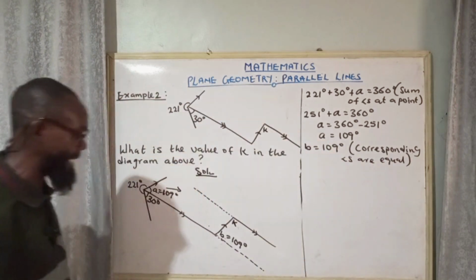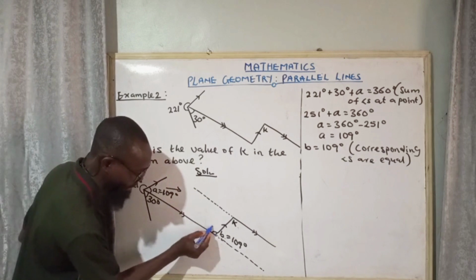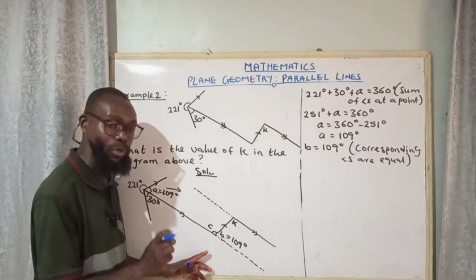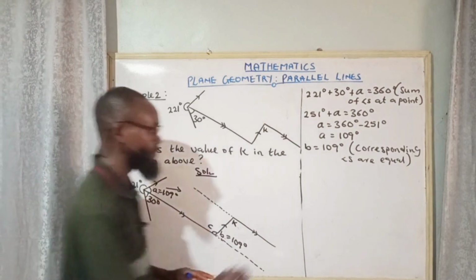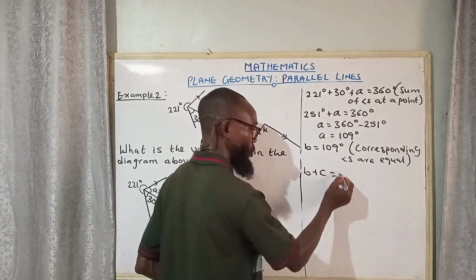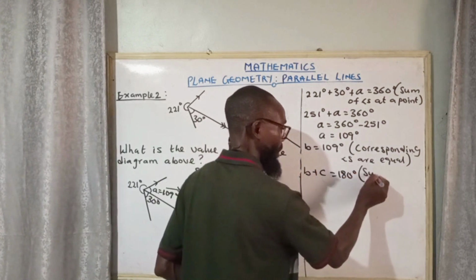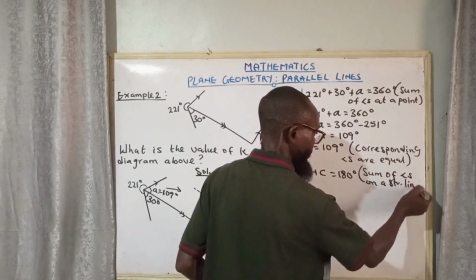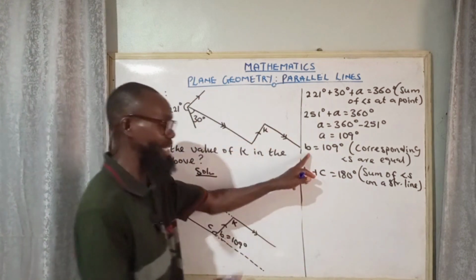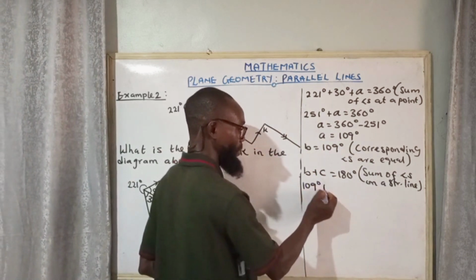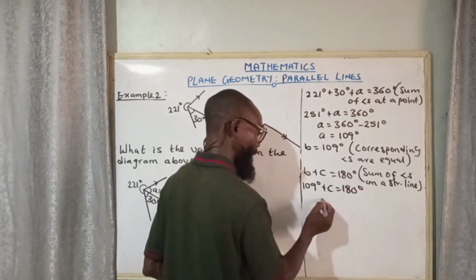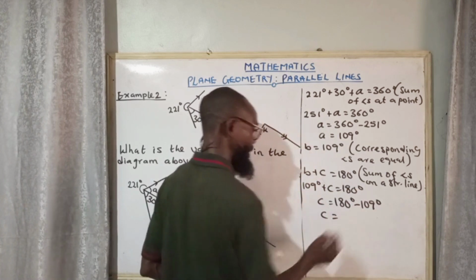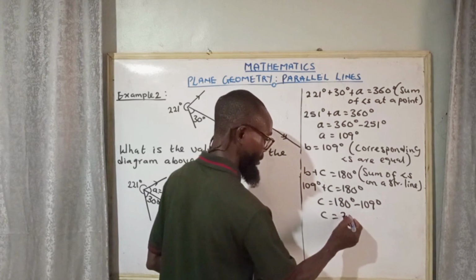Now, if our B is that, let me now call this angle that is here angle C. If I sum up angle B and C together, it will equal 180 degrees, which means sum of angles on a straight line. B plus C equals 180 degrees. Reason: sum of angles on a straight line. So I have my angle B already is 109 degrees plus C equals 180 degrees. Angle C equals 180 degrees minus 109 degrees. So my C equals 71 degrees.